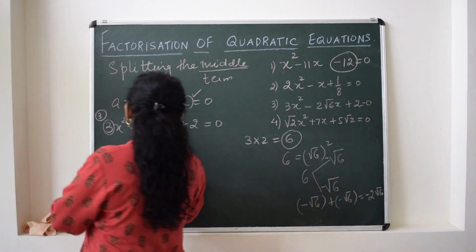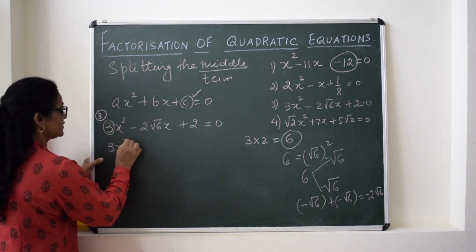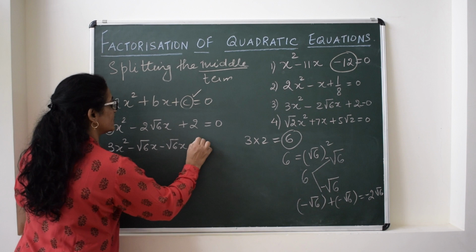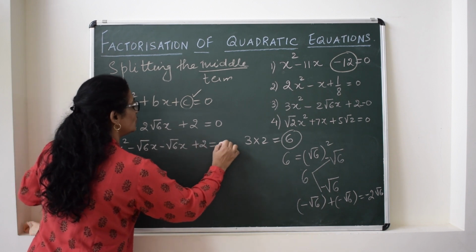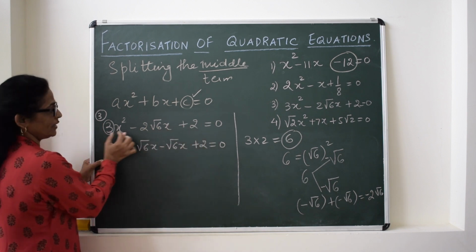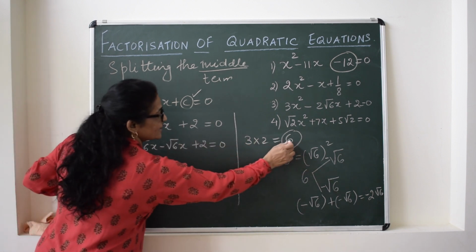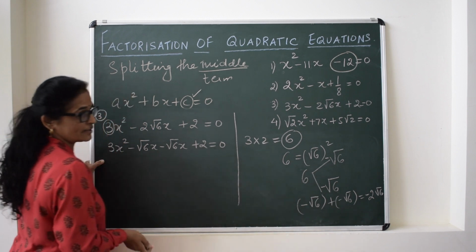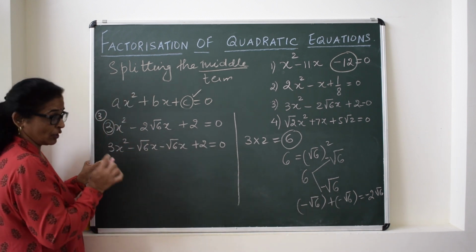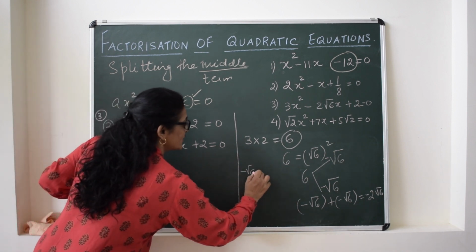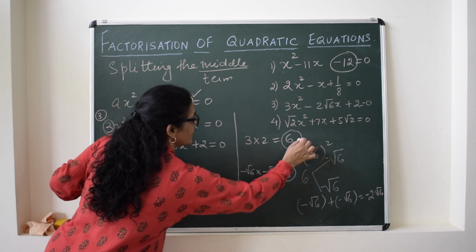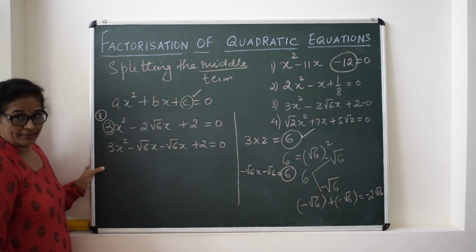So we will rewrite this middle term as minus root 6 x minus root 6 x plus 2 is equal to 0. We have taken this 2 and 3 because a is not equal to 1, and that 6 we have broken into two factors. What is that? Minus root 6 and minus root 6, because minus root 6 into minus root 6 will be positive 6, and that only is needed.